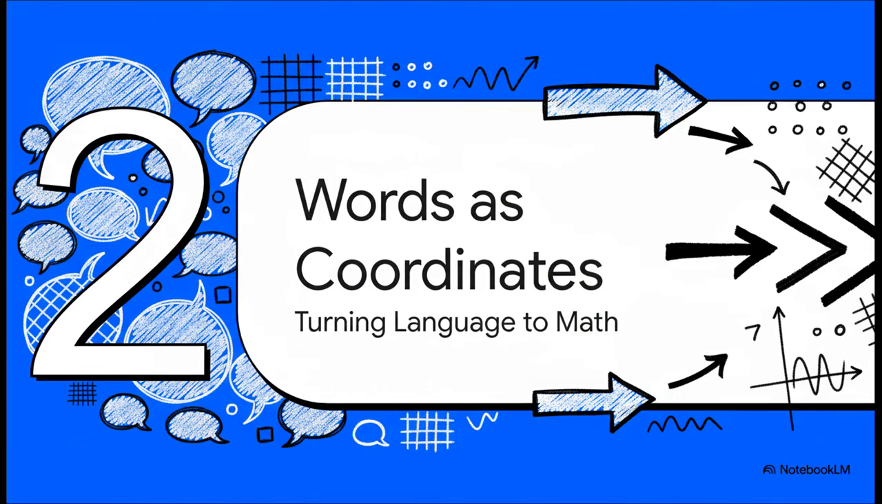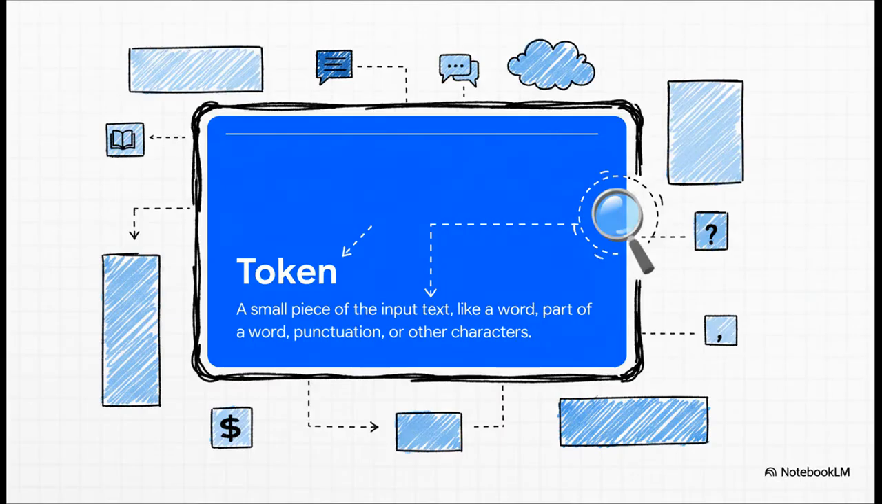All right, on to part 2, words as coordinates, or how we turn language into math. Because think about it. Before a model can predict anything, it first has to understand our language. And computers don't speak English, they speak math. So the first problem to solve is how to turn our words into numbers it can actually work with. And the very first step in that process is called tokenization.